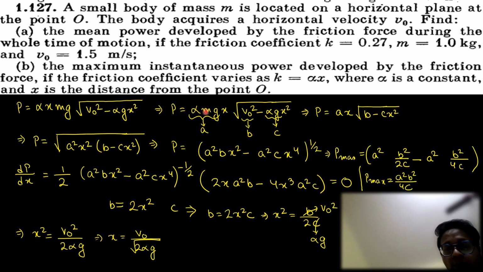Now what was the value of a? Alpha mg, or alpha square m square g square. What is the value of b? The value of b was v naught square, and b square, so v naught to the power 4. Divided by, what is the value of c? The value of c was alpha g, so 4 alpha g.